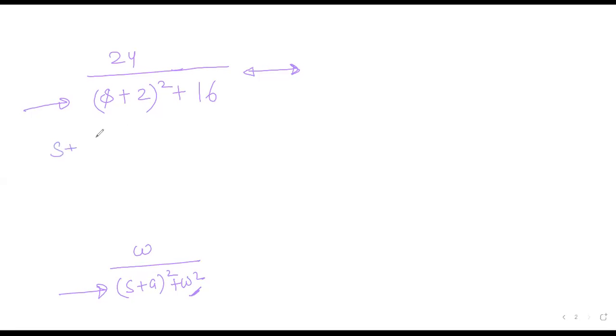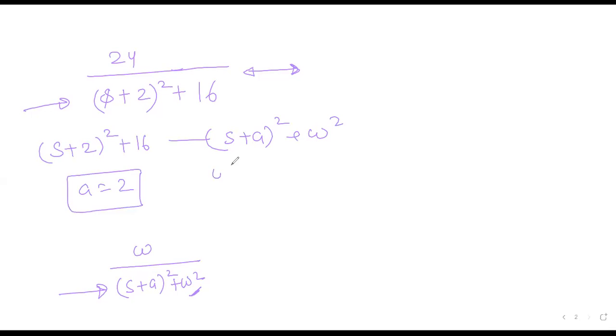You will compare (s plus 2) whole square plus 16 with (s plus a) whole square plus omega square. So you got a equal to 2 and omega square is 16. Where do you see omega square, not omega. So omega is equal to 4. So the value of omega is 4.